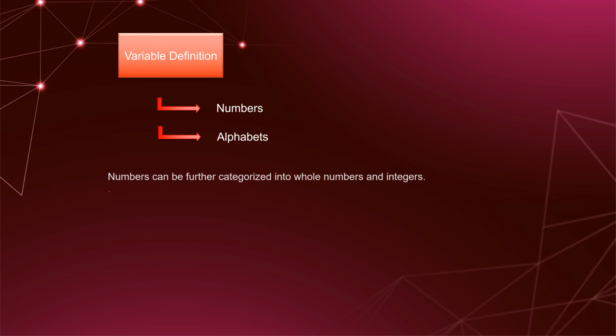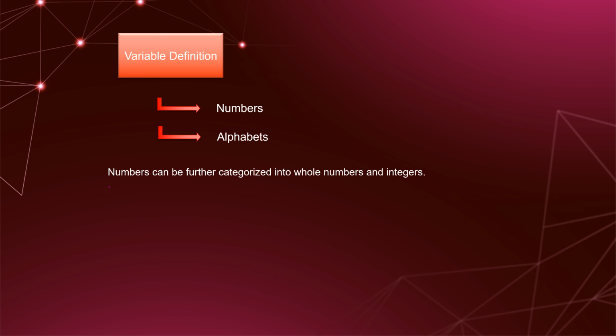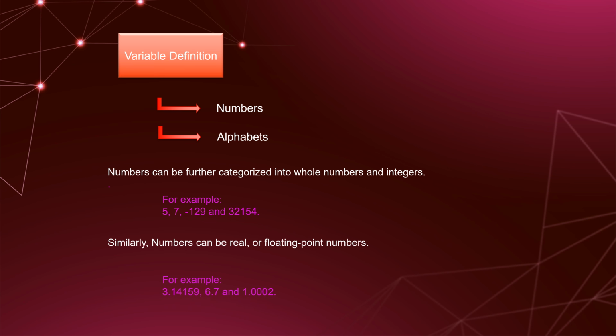Numeric data can be categorized into whole numbers, or integers. The following are examples of whole numbers or integers. Similarly, numbers can be real or floating point numbers. Following are examples of real or floating point numbers.